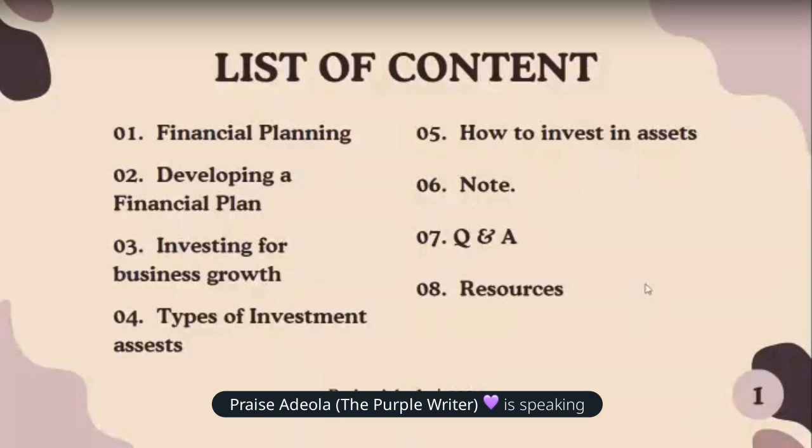Number three, I'm going to be introducing you to investing for business growth. I'm going to be talking majorly on investing in assets, but I'm also going to cover the various forms of investing as a business owner. Four, I'm going to be talking about the types of investment assets. We have varying types of investment assets, also called financial instruments.